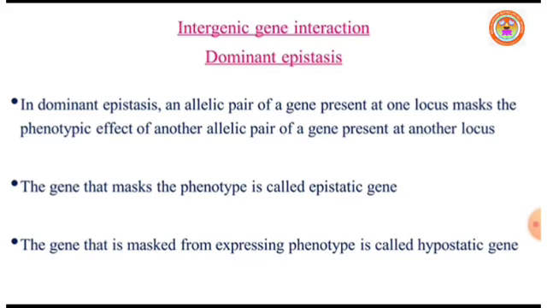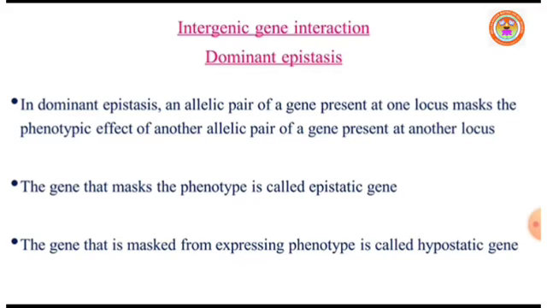Intergenic interaction. Let us start with the definition. Dominant epistasis is a gene interaction in which two alleles of a gene at one locus interfere with and suppress or mask the phenotype expressed by a different pair of alleles of another gene at another locus.